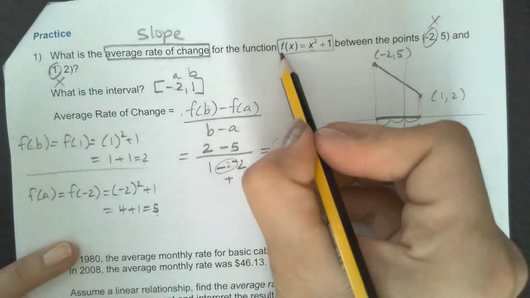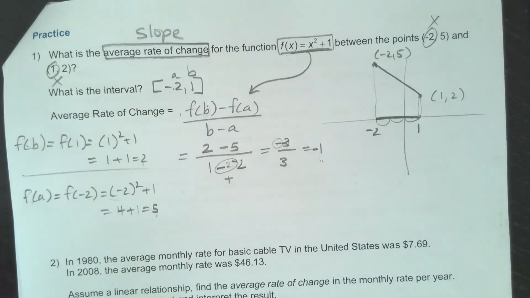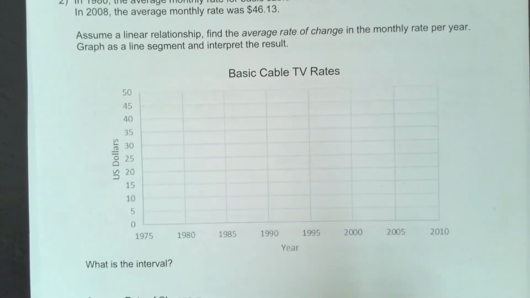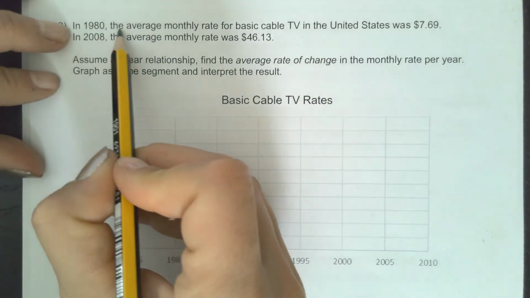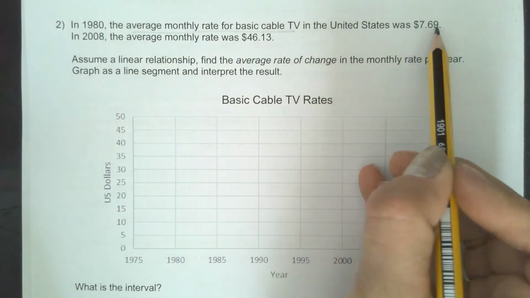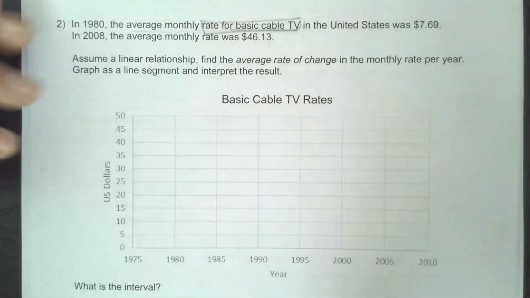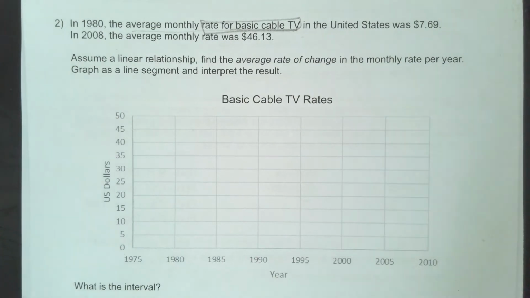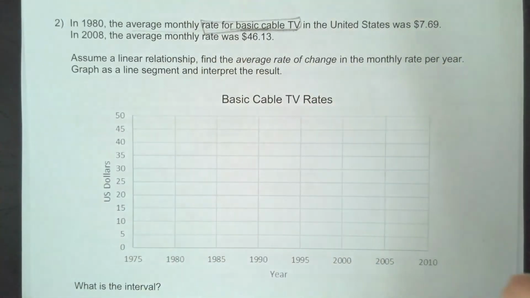So if I have a function, I do it this way. But if I don't have a function and I have a story, do it a little bit differently. Okay? So this is when I have a story, not a function. In 1980, the average monthly rate for basic cable TV in the United States was almost $8. What is this? You know how you can have different packages with Ooredoo and Vodafone for your TV? So you can have the sports channels, you can have the movie channels. Well, if you have the basic channels, it means you don't have any extra packages.